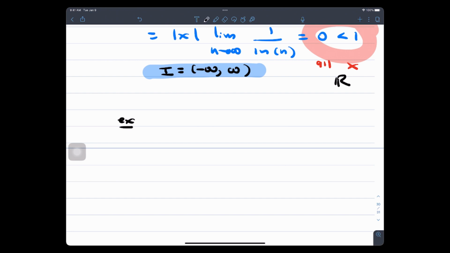Oh, let's try this one here. So we have negative 2 to the n over the square root of n, times x plus 3 to the n.